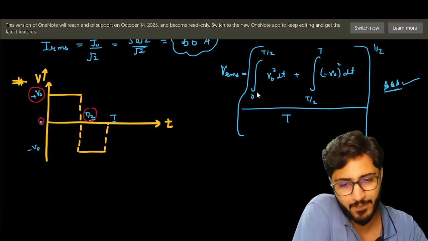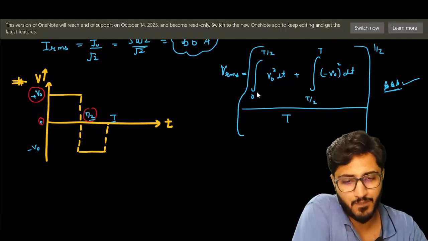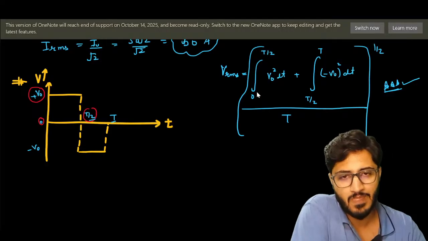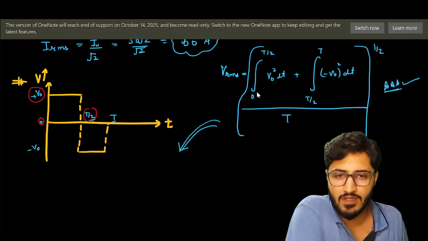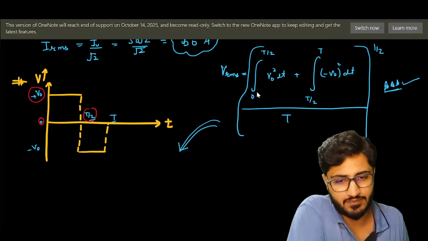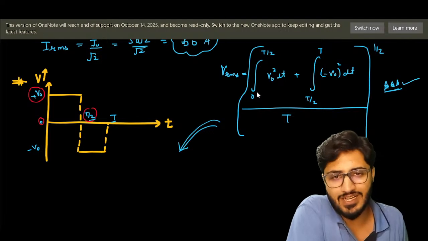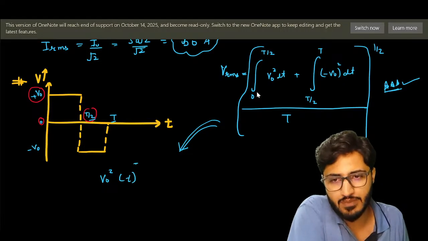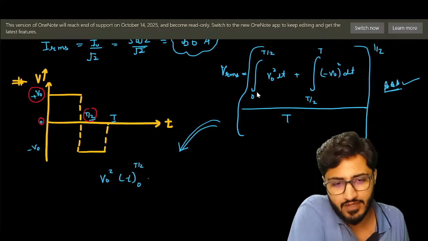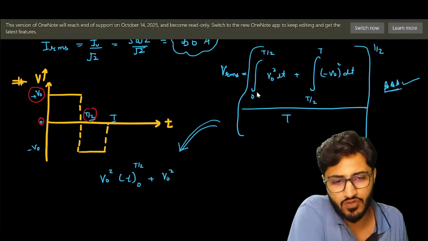An easy, simplified answer. Now just simplify it. So look, V naught square, V naught square. I will take V naught square as a common term outside. Then integration of dt is t only. Upper limit is t by 2, lower limit is 0. Then plus V naught square, then it is t only. Upper limit is t, lower limit is t by 2, whole divided by t.